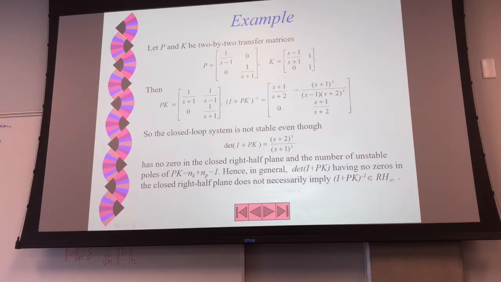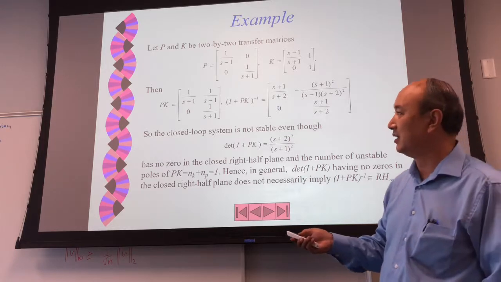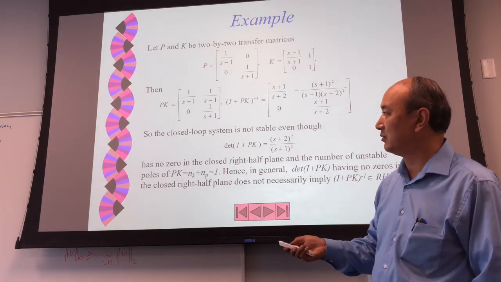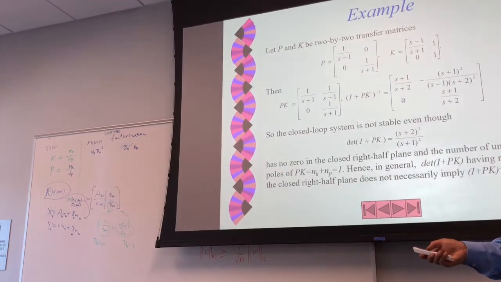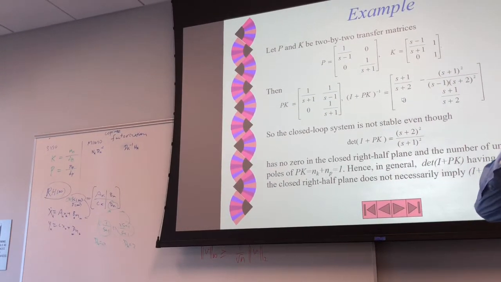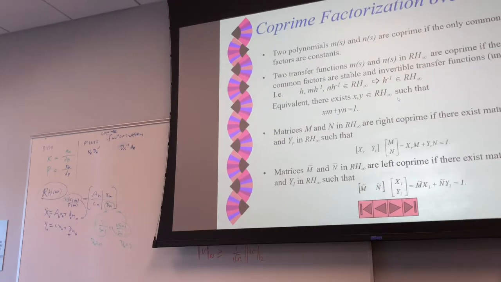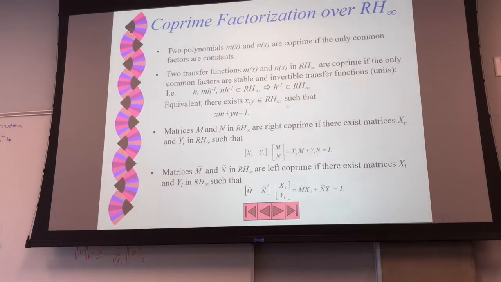Okay, so we need to return to this question. You need to pay a little bit of attention to this. What is MIMO? You can write it in this numerator-denominator case. In the matrix form, we have to write this. So next, we are going to talk about coprime factorization over RH infinity.